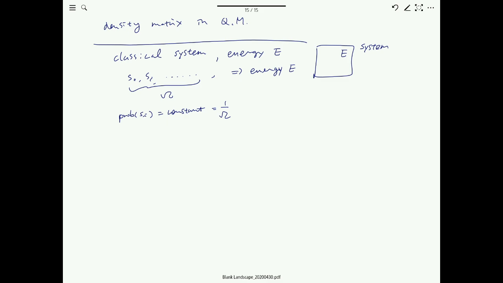Now let's imagine a very simple example where I have 10 states that have energy E. So my omega is 10, and my entropy is k_B log 10.